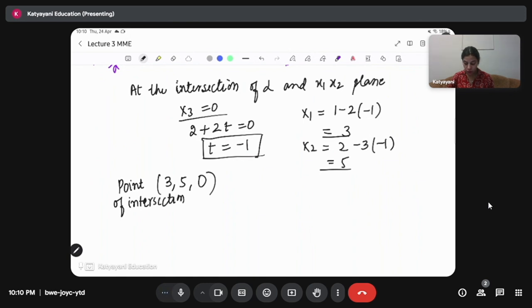I hope you are able to follow this, right? So we've seen it visually, what it means. So this is how you will find out the equation of a line. Now keep in mind, in the paper they can ask you for the equation of a line in two ways.